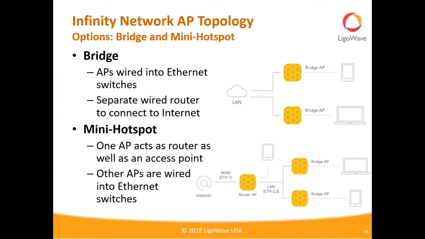I can set up the AP as a mini hotspot, so the primary AP acts as a router as well as an access point. If I have other APs, I can wire them in directly. I can either wire them into a switch, or I can wire them directly into the first AP. This is suitable again for small networks of a couple of APs where I want to have a simple login page. And that's very common in retail, like restaurants and cafes and so forth.